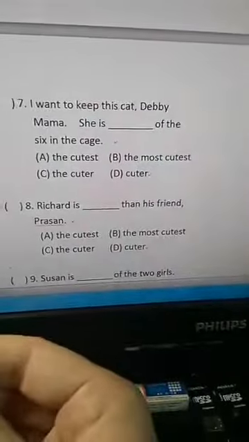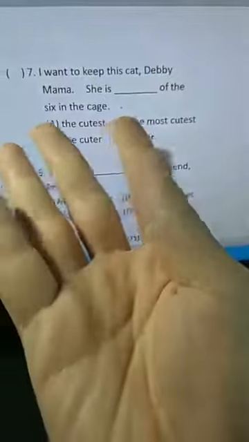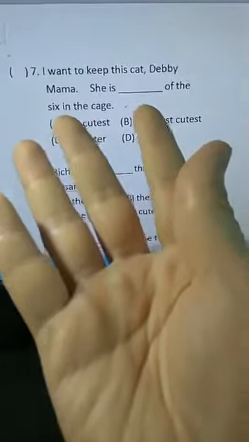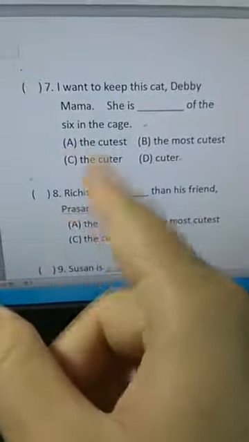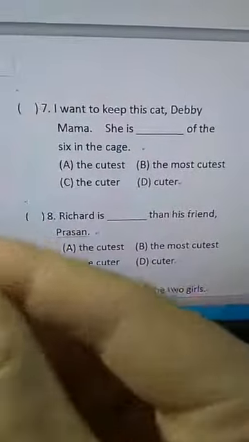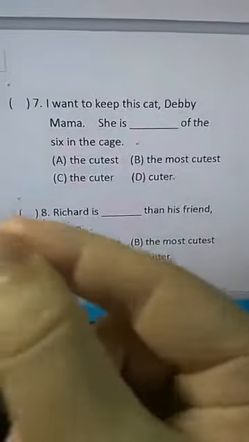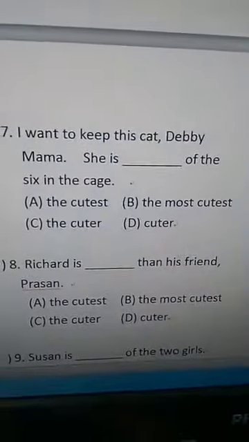Okay, I'll say that again. That's very important. Whenever you see of the 3, of the 4, of the 5, and even of all, please, my friends, please, you use superlative form, okay? Superlative form. That's the key point, okay?